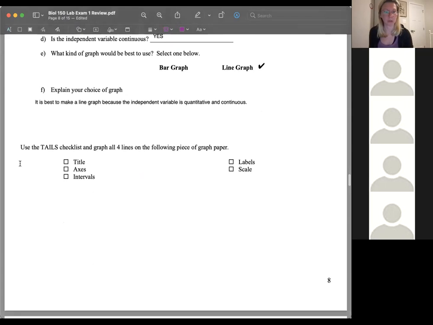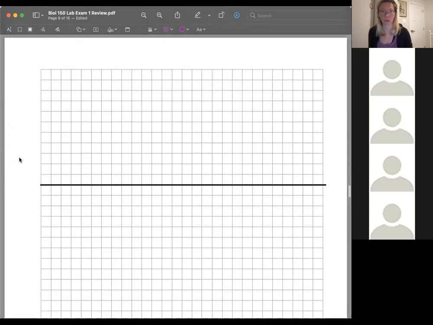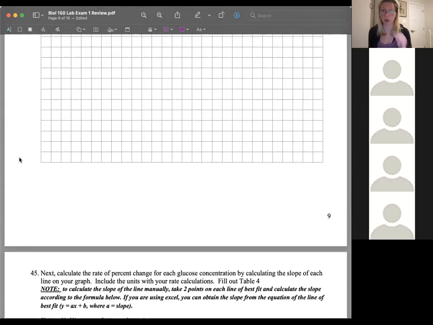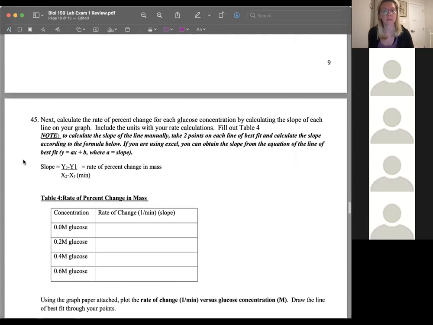All right, so I'm going to scroll down a little bit more. And if you want to practice making the graph, then you can complete those calculations from that table and make the graph. So here it wants us to calculate the rate of percent change. So how quickly are each of these potato pieces gaining or losing water or mass? And the rate of percent change is the slope of each line of the graph that we just skipped making.